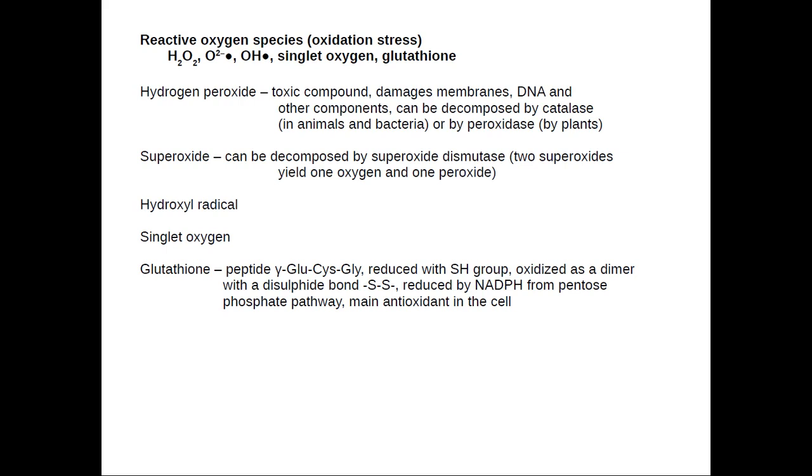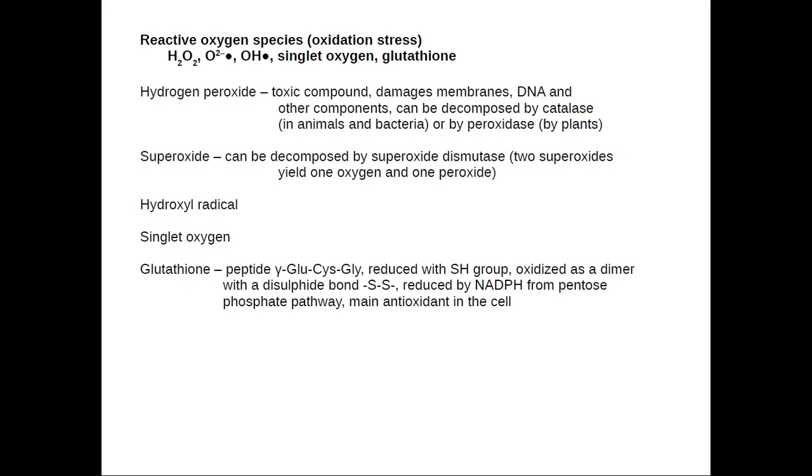There is something called oxidative stress, because the human organism is aerobic. It uses oxygen as an oxidizing agent, and it may happen that during these processes some particles like hydrogen peroxide or superoxide or hydroxyl radical or singlet oxygen can be formed.